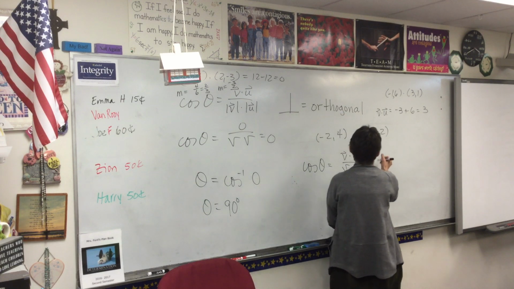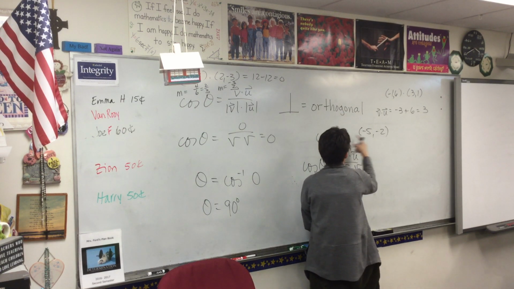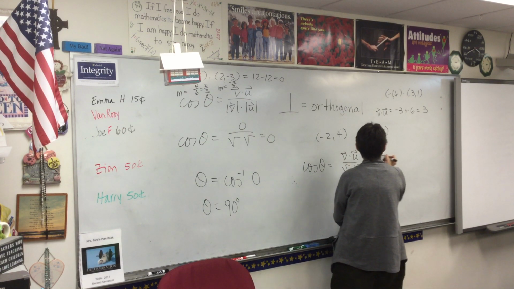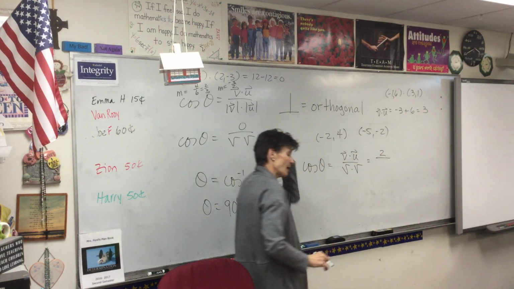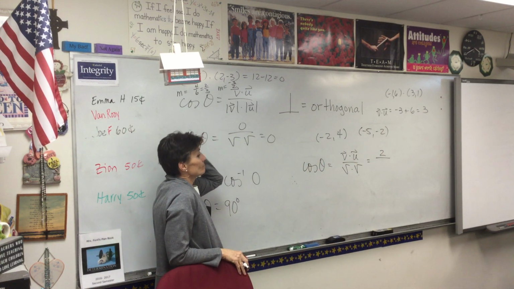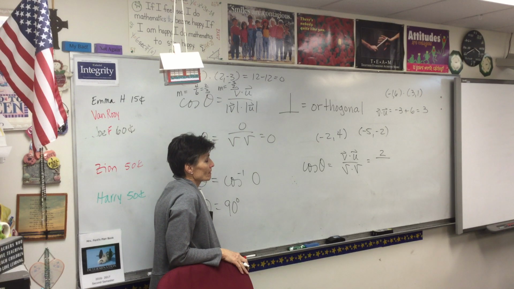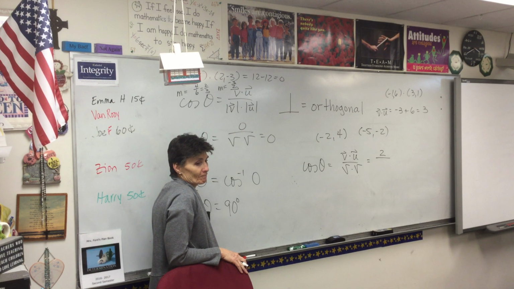So what's my dot product? 10 minus 8. I think she's right. 2. How do we do a dot product, Bo? X times X plus Y times Y. Okay?